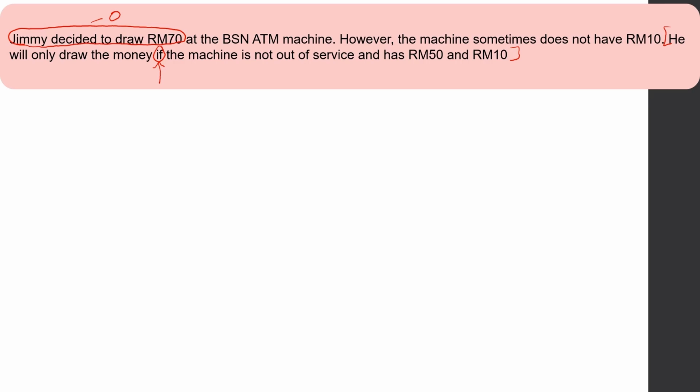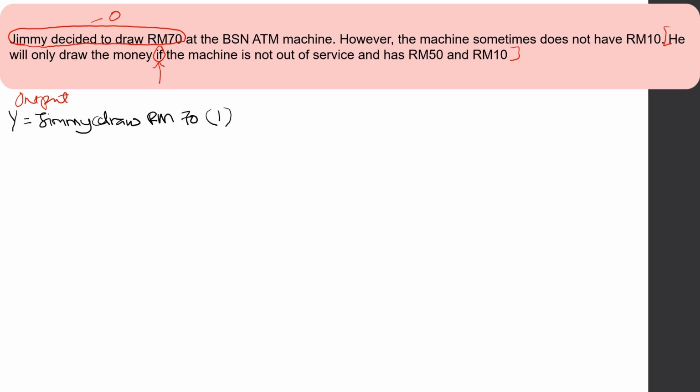So the output is Jimmy draws the money. How much money? 70 ringgit. So output is Jimmy draw 70 ringgit. I just label output as Y. Jimmy draw RM70, berjaya, successful, 1.